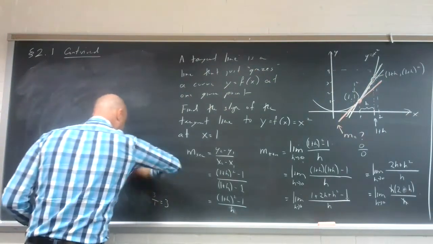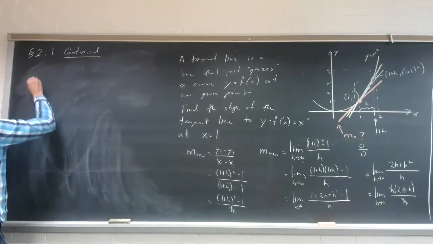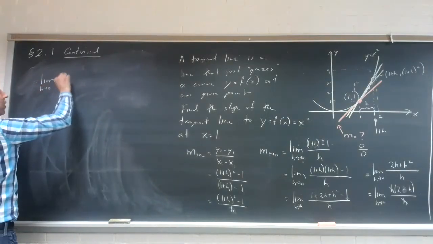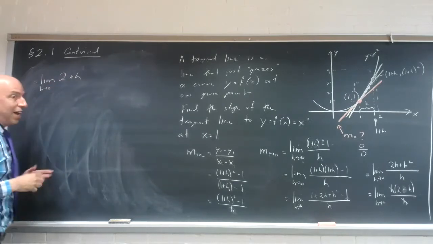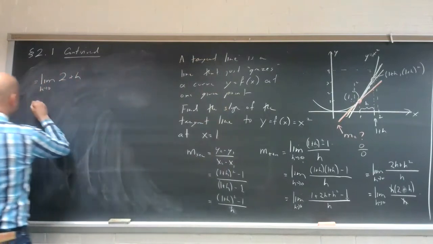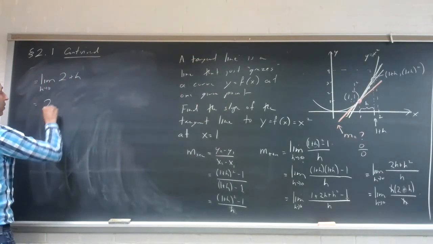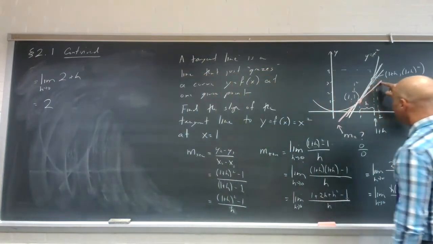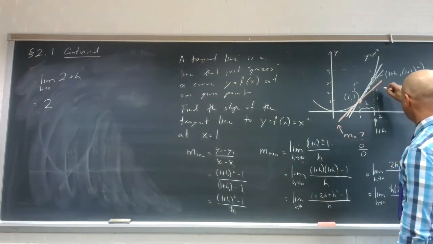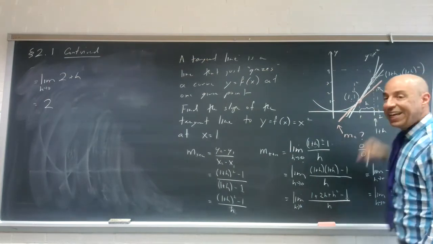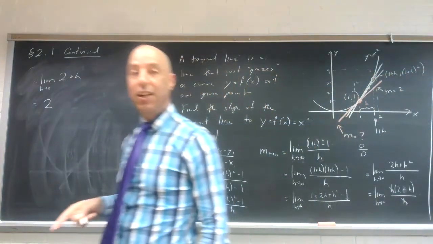So when I cancel the h on the top and the h on the bottom, I just have the limit as h goes to 0 of 2 plus h. And now there's no problem plugging in h equals 0. I end up with 2. And I just found out that the slope of this pink line is 2, even though I only had 1 point on the line.